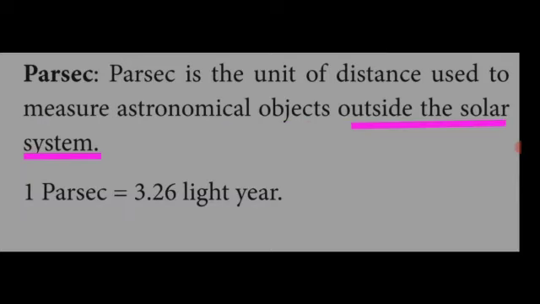The parsec is a unit of distance used to measure astronomical objects outside the solar system. This particular distance is called a parsec. 1 parsec is equal to 3.26 light years. These are the three larger units.